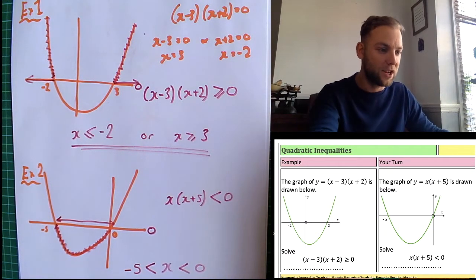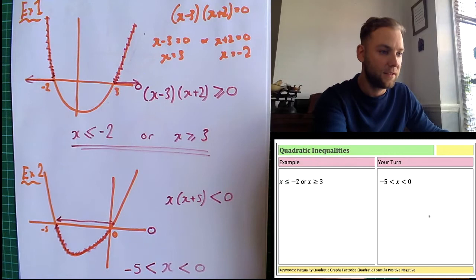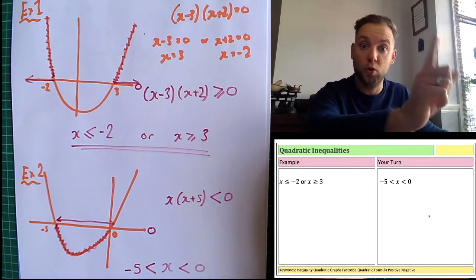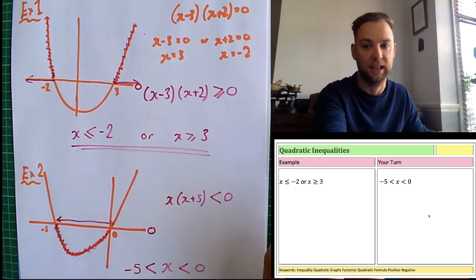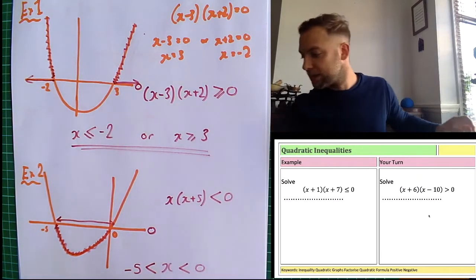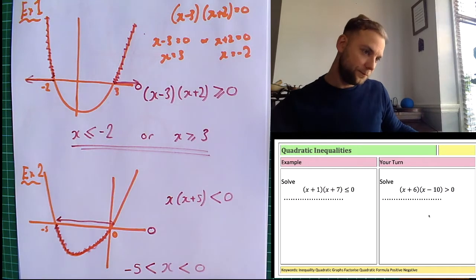So let's just check those answers. There's the first one, brilliant. You notice you've got 2 inequalities on that one, and on the right hand side one you've got a connected inequality here, like so. Okay, so let's have a look at this one now.